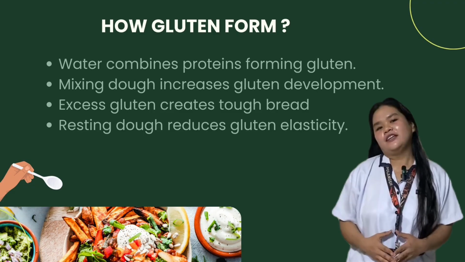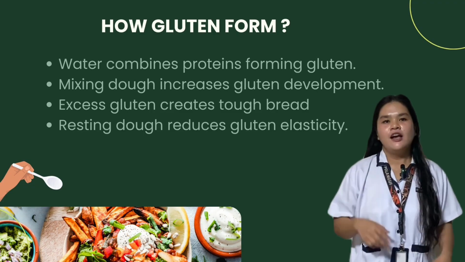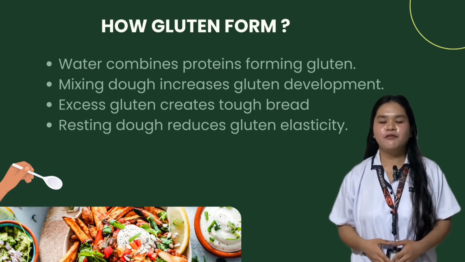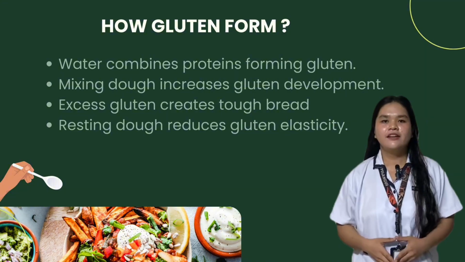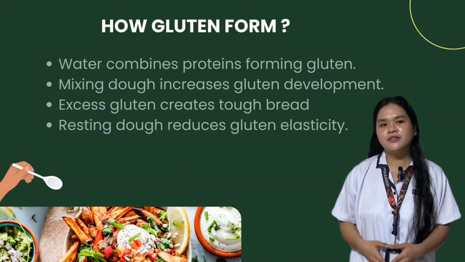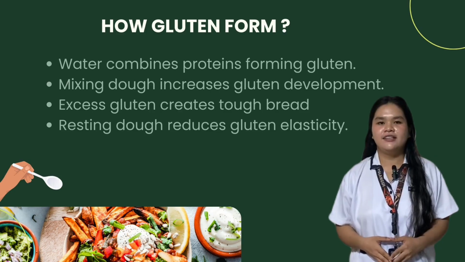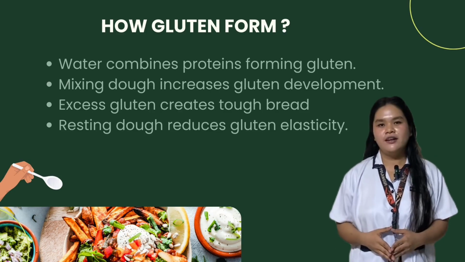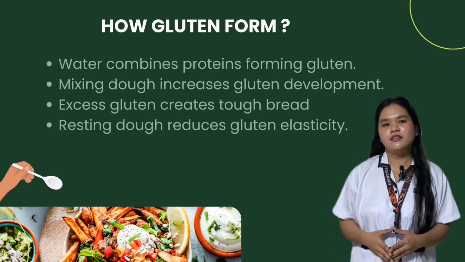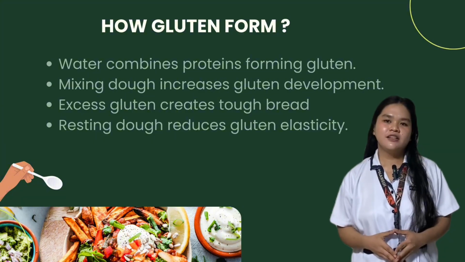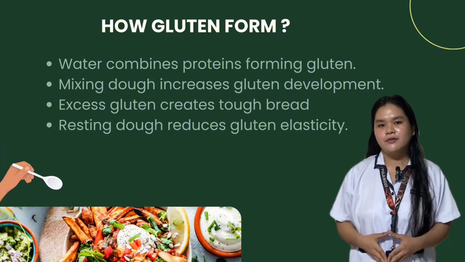So how does gluten form? First, water combines proteins, forming gluten. Wheat and related grains like barley and rye contain two proteins, glutenin and gliadin. When mixed with water, these proteins combine to form gluten, which doesn't form without water.